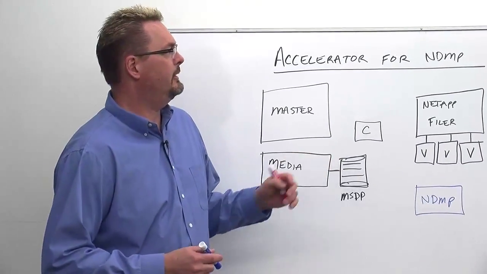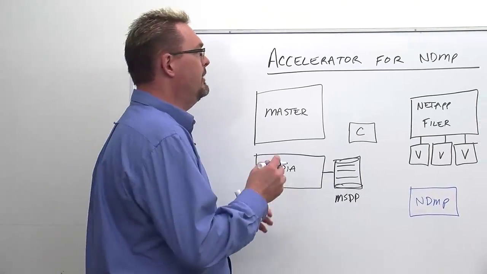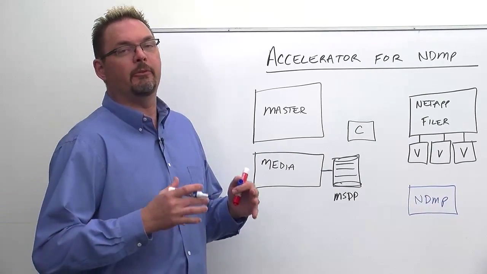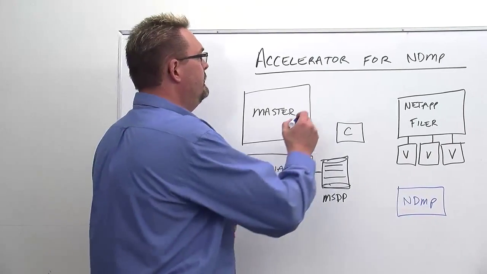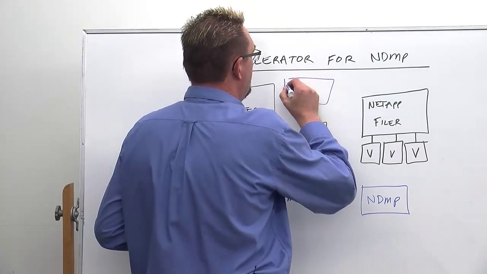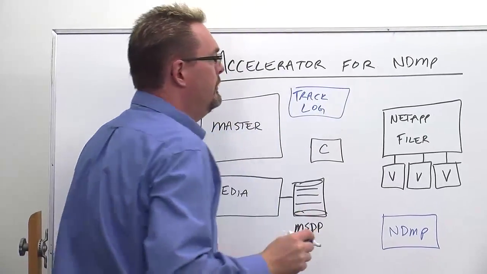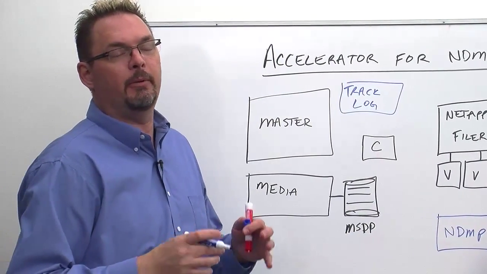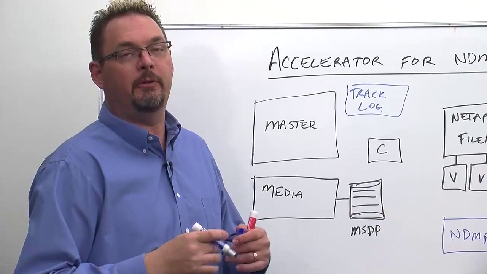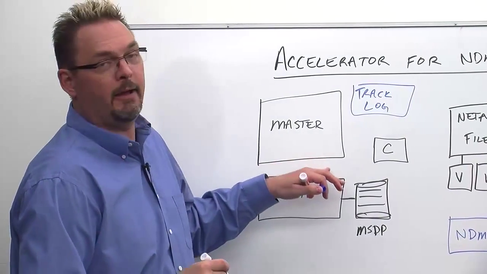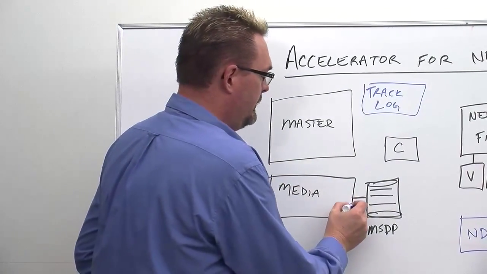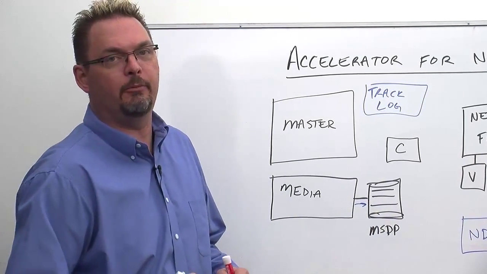In order to understand what this means, we have to understand what Accelerator is. Accelerator is a method for backing up data where we use something called a track log. The track log makes it so we can only back up bits and pieces of a file when we're sending it to dedupe disk. So Accelerator does require dedupe disk.